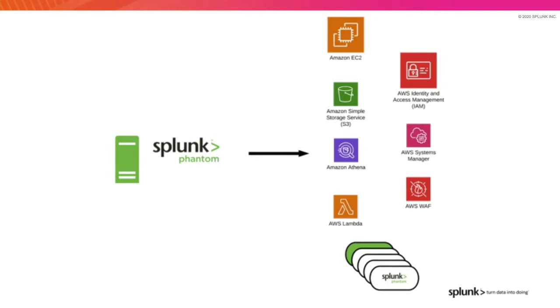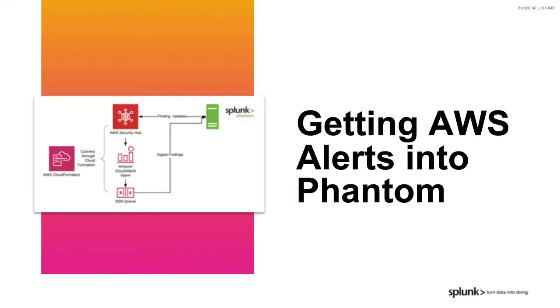Okay, so we want to get to a point on this call where we can show you how to walk through and fully automate a response to an AWS security event. But before we do that, we need to get those AWS security events into our Phantom instance. So we're going to work with Security Hub to do that. And what I'd like to do now is to demonstrate to you how to actually get Security Hub events into your Phantom. Normally with Phantom, pulling data in is as simple as plugging in an API key for whatever tool you want to plug those alerts into, and then boom, you're off to the races.